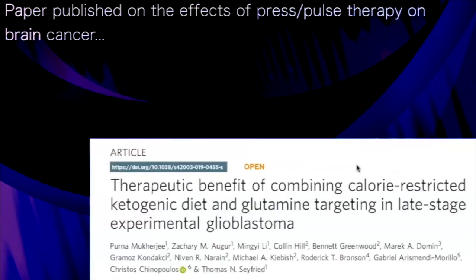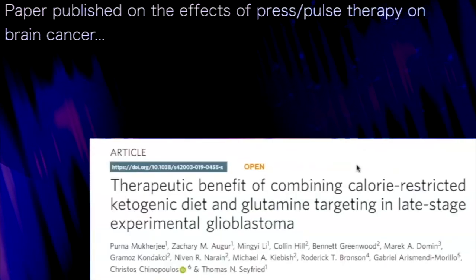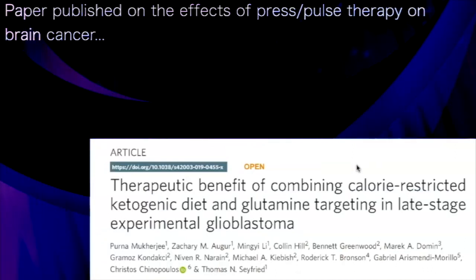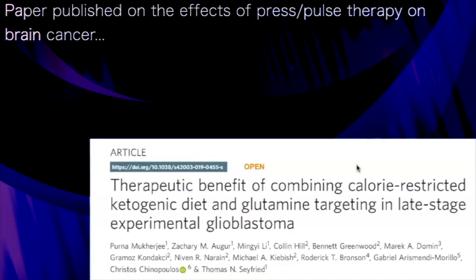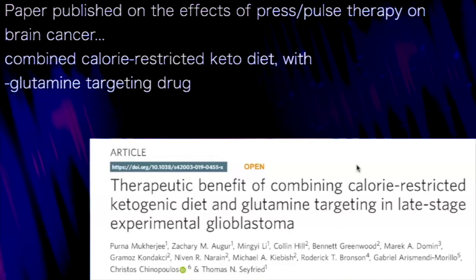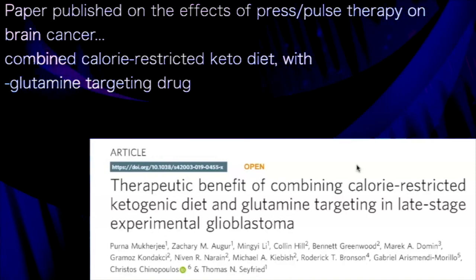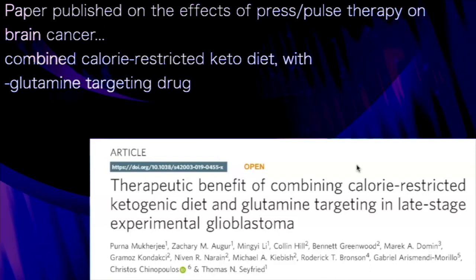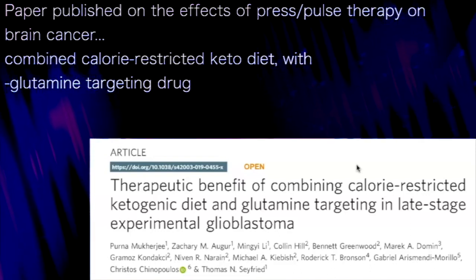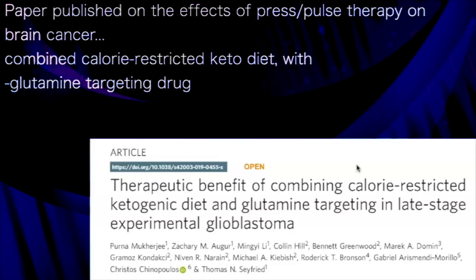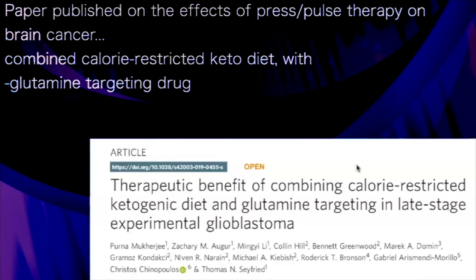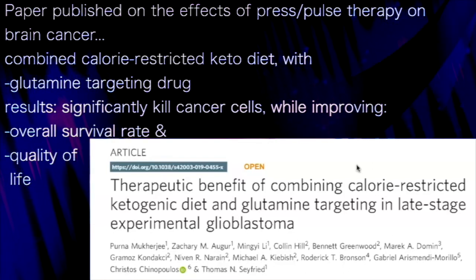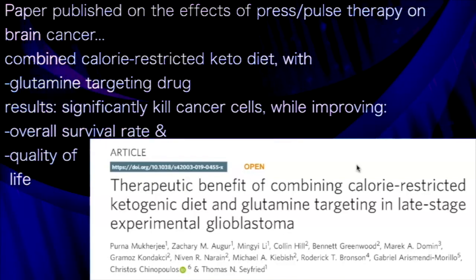Now, this is a paper that we recently published in a preclinical system for glioblastoma, outlining how press-pulse works to manage aggressive, malignant brain cancer. And we combined a calorie-restricted ketogenic diet, that is ketogenic metabolic therapy, together with a glutamine-targeting drug called DON, 6-diazo-5-oxo-norleucine. This is a drug that looks like glutamine but cannot be metabolized. And this strategic synergistic interaction was able to significantly kill and wipe out these brain cancer cells while improving overall survival and quality of life.